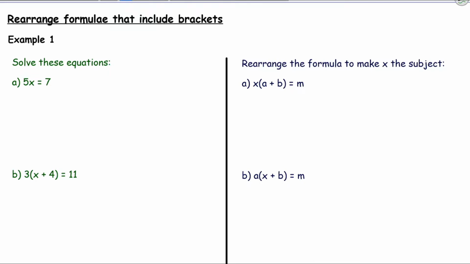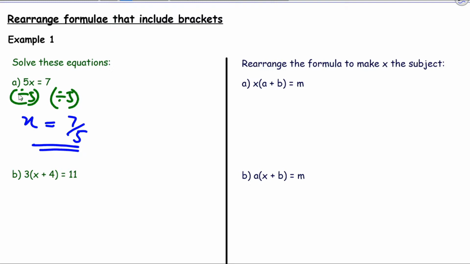Now 5 is multiplied by x, and the opposite of multiplying by 5 is dividing by 5. So we can start by dividing by 5 on each side, which means that x will be equal to 7 over 5. Okay, how can we use this process to rearrange this formula so that x is the subject?